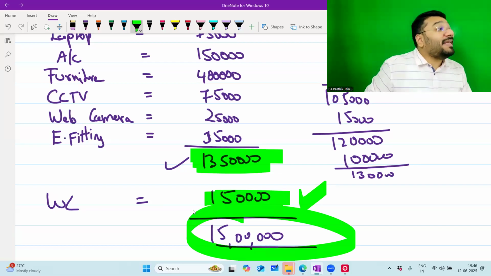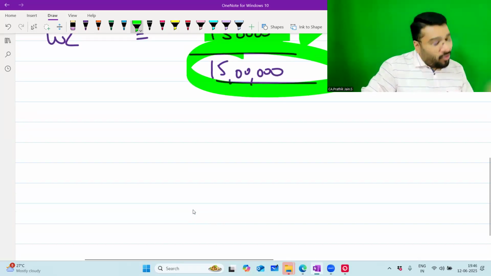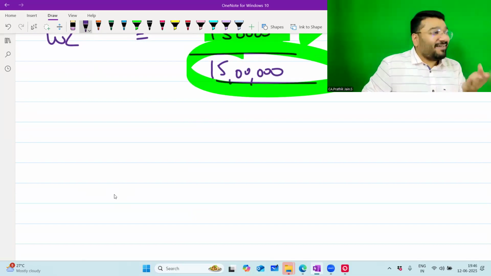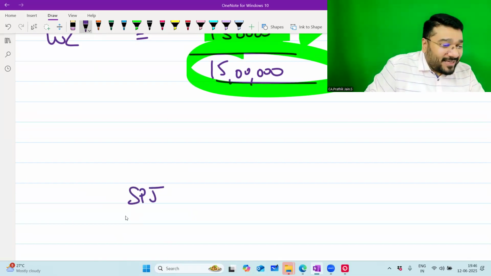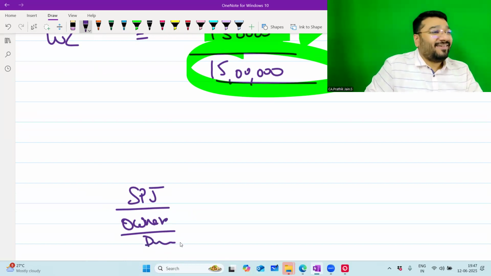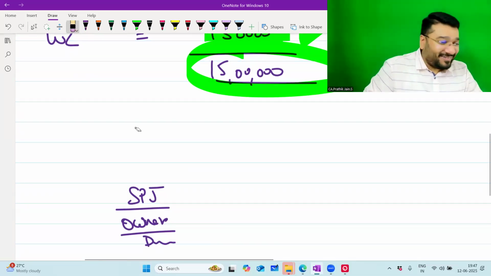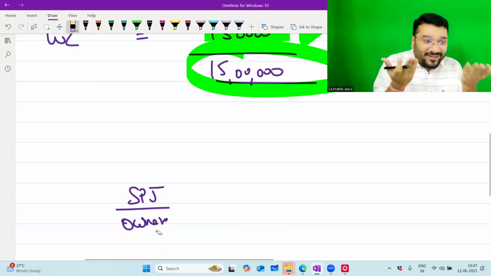Who will sponsor this money initially? There's only one donkey who can sponsor: the owner. So the owner is that donkey. So who's that donkey in my business? He's very happily saying, "Sir, you only, sir. You only, sir. I only." SPJ, owner. You look at his excitement. When I was asking who's the donkey in my business, very happily, "You, sir, you."